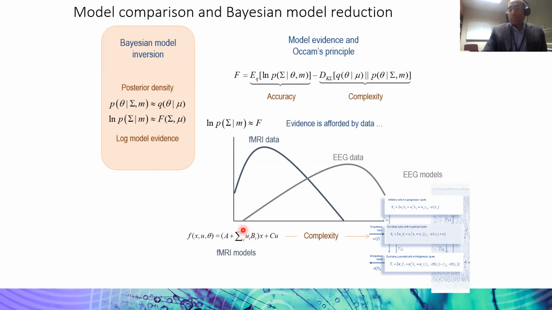For example, on the x-axis I have model complexity, and on the y-axis I have the model evidence. For very simple data, for example those using functional MRI, there would be the optimum at this point here. And when we have more complex data, which is measured using EEG, there could be another sweet spot where the model evidence is maximized. So what I'm trying to show is that model evidence is a function of what sort of data we are using and how complicated our models are.